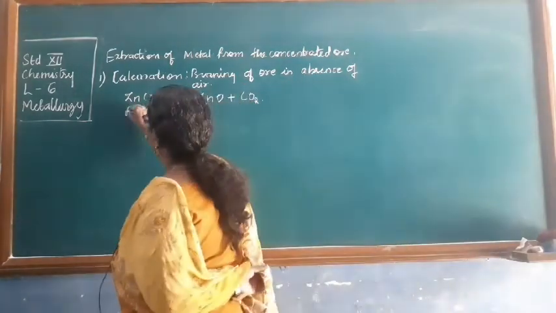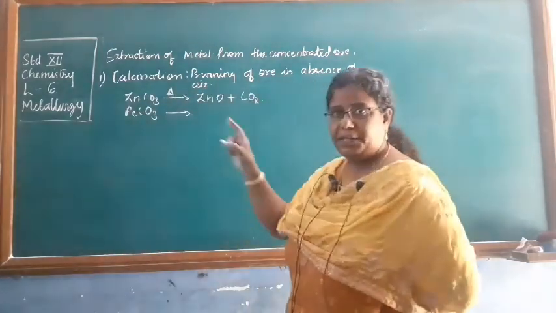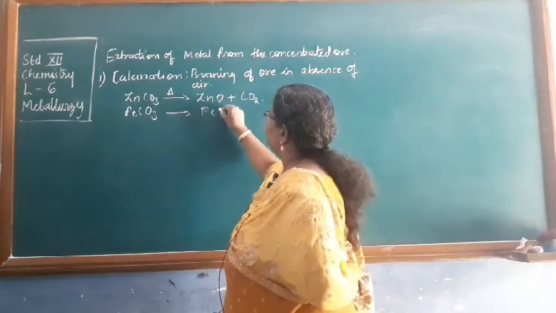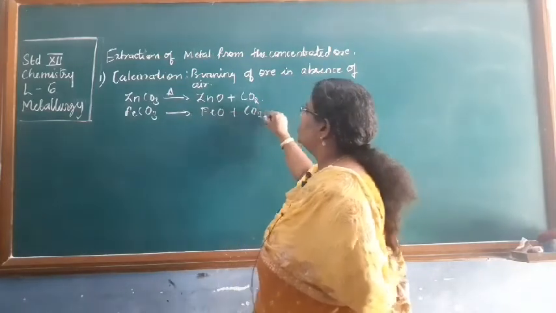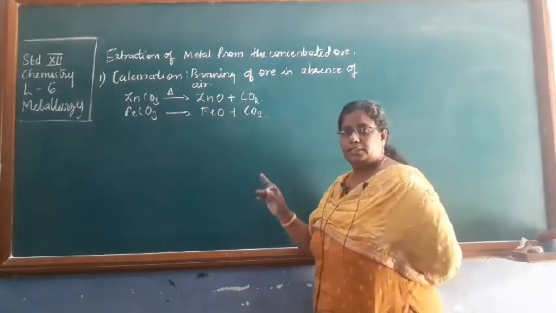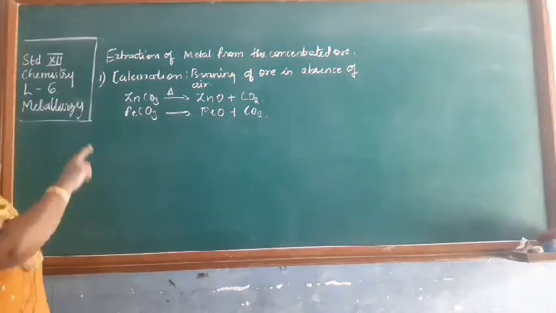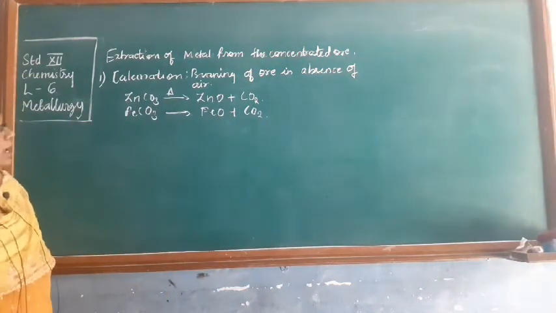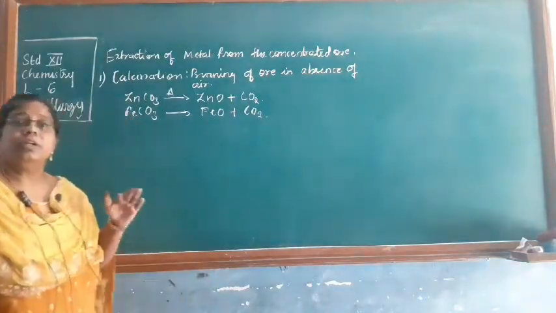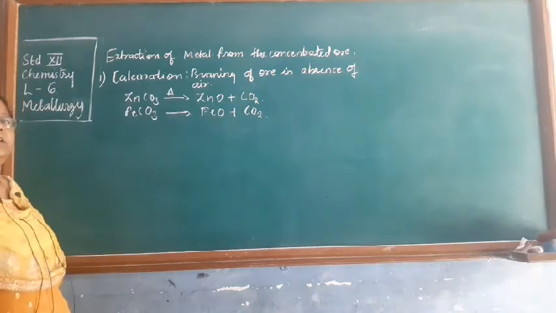Similarly, you can have FeCO3, siderite, that is iron carbonate, ferrous carbonate. It will get converted to FeO plus CO2. So all the carbonates are removed from here. This is called calcination. All the ores which are present in the carbonate form, you carry out calcination and they get converted to oxide form, because reduction of the oxide form is simpler. So all the ores you convert into the oxide form.